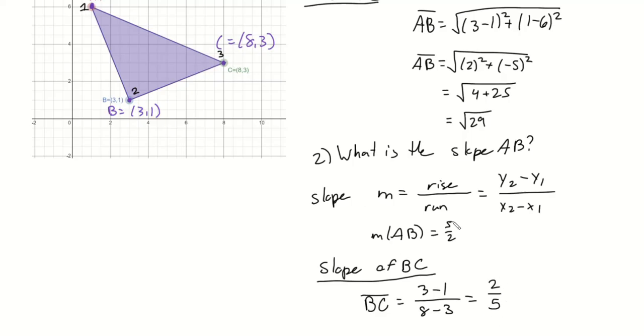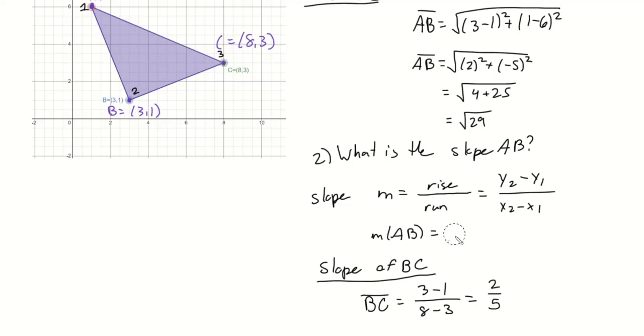Let's go back to this slope. I got 5 over 2. Did anyone else get 5 over 2? Thumbs up if you did, thumbs down if you didn't. Okay. If I go from A to B, am I going in a positive or a negative direction? Positive or negative? Negative. I should have a negative slope.